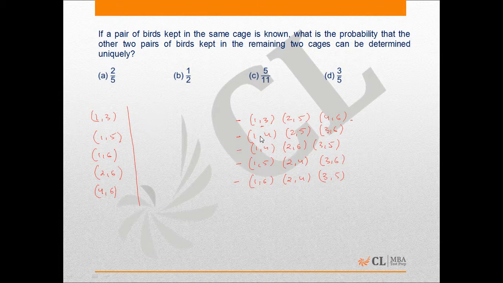the set of pairs in which if I put the birds together, then I cannot determine the other two pairs uniquely. One such pair is 1, 4. So if I put 1 and 4 together, then the other two pairs cannot be determined uniquely. Another pair is 2, 5. Then another pair is 2, 4. And there are two more pairs, 3, 6 and 3, 5.